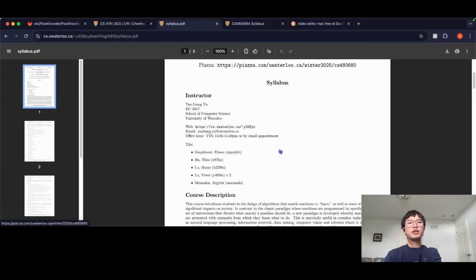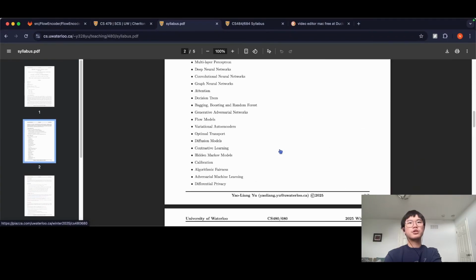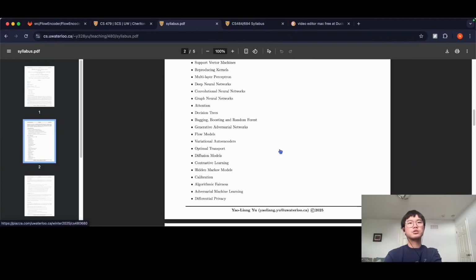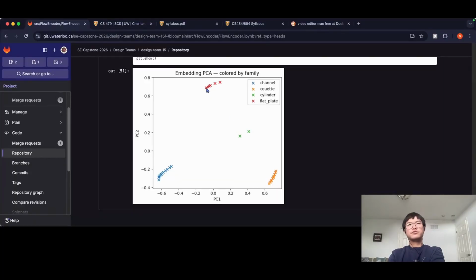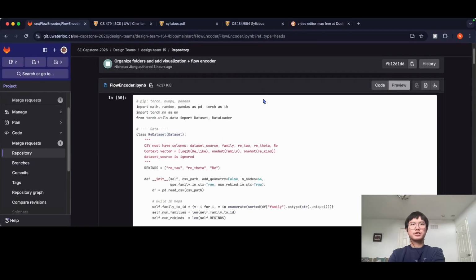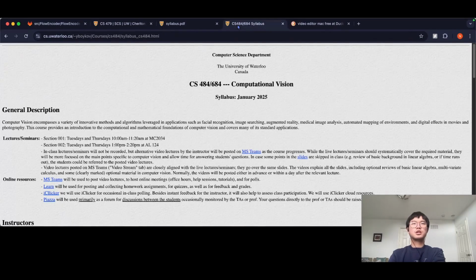In CS480, a very useful thing that we learned was contrastive learning, right? And that's essentially the algorithm, info NCE, that we used for unsupervised learning, for us to cluster the points, the more similar points together, by the physics features. Finally, CS484. In this course, we talked about different algorithms for working with images.